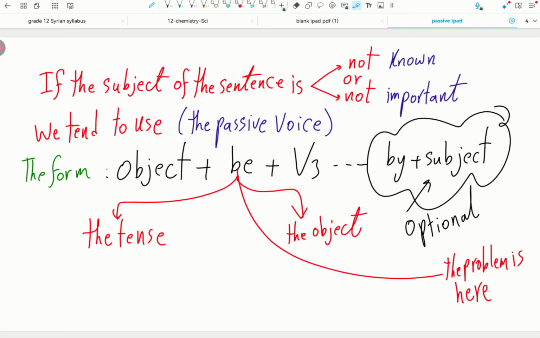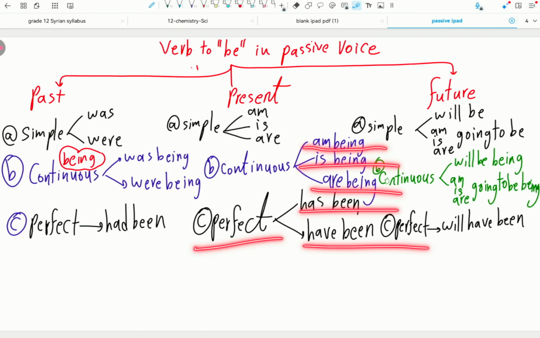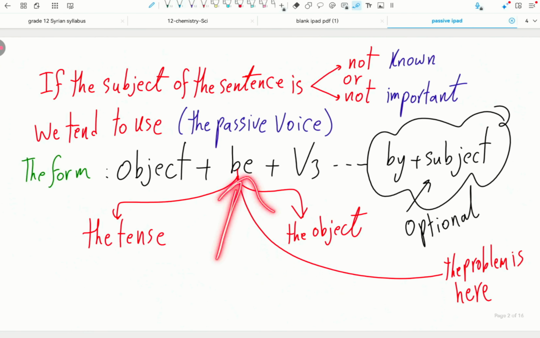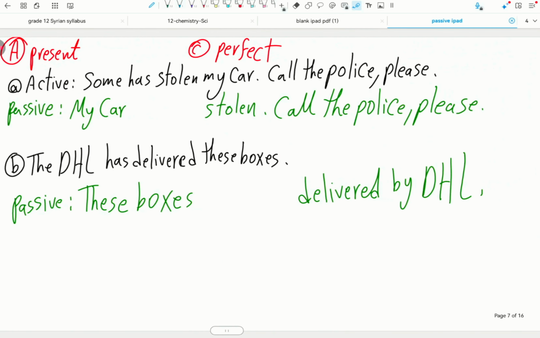Is it past simple, present simple, past continuous, present continuous? And of course, using by and the subject is optional. We have taken some examples about verb to be. In present, we said that if the sentence is a present simple, we use am, is, are. If the tense was present continuous, we would use am being, is being, or are being. And if it's present perfect, has been or have been. Today my friends, we are going to talk about past tenses.